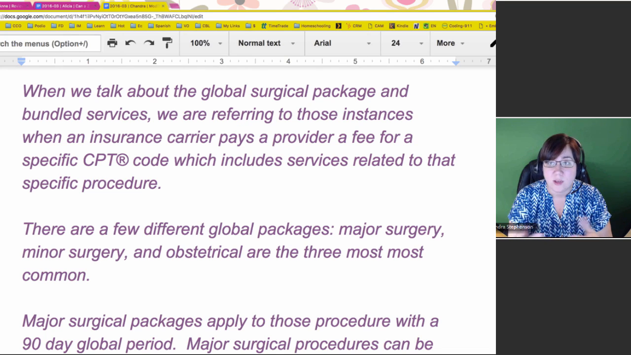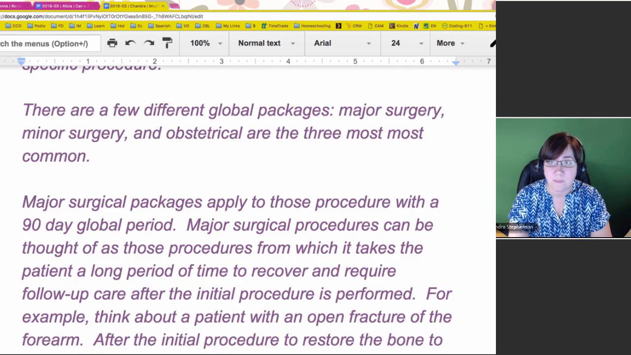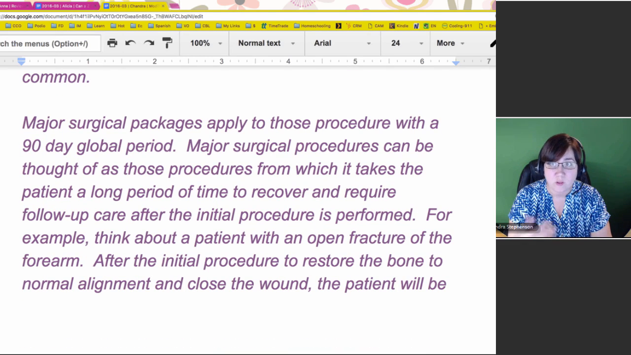And they have what's called a 90-day global package, which means for 90 days, everything that that surgeon does is bundled into that major surgical package. All those follow-up visits, anything that's related to the surgery gets bundled in. That's kind of a shortened version of what a major surgical package is.